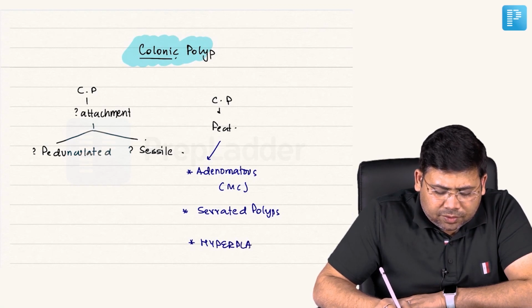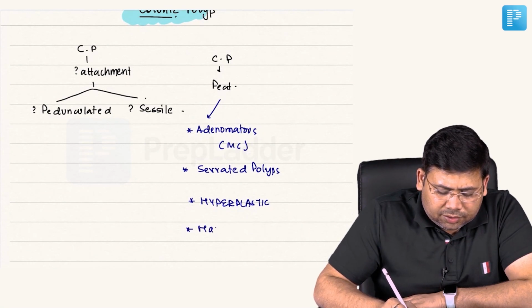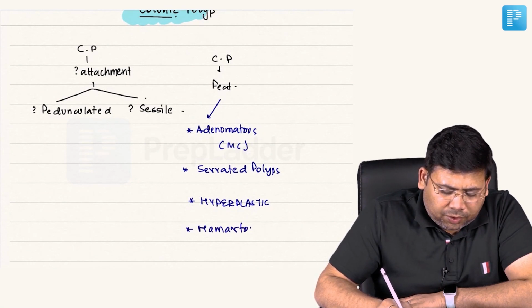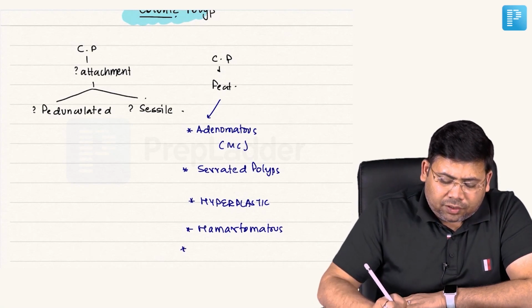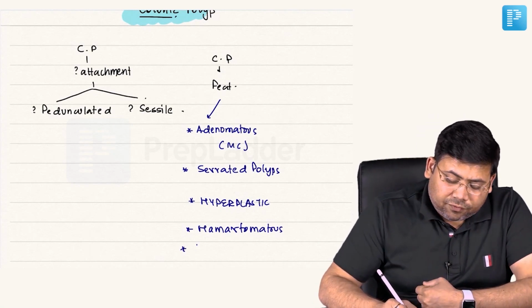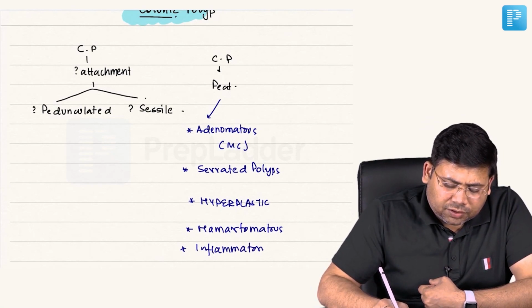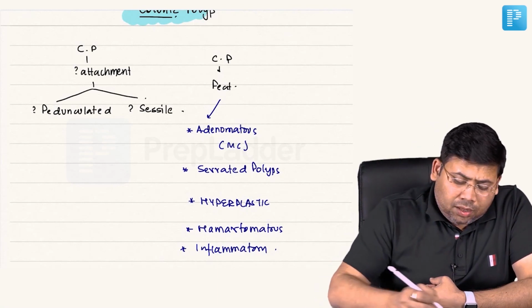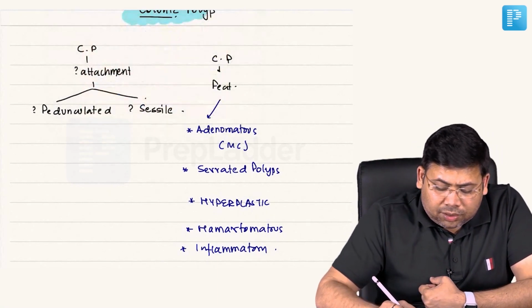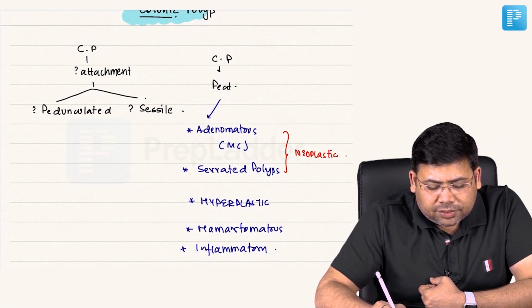We have hamartomatous polyps, and then we have inflammatory polyps. Inflammatory polyps are generally not associated with malignancies, conditions like Crohn's. Out of them, the adenomatous and the serrated polyp are neoplastic in nature.